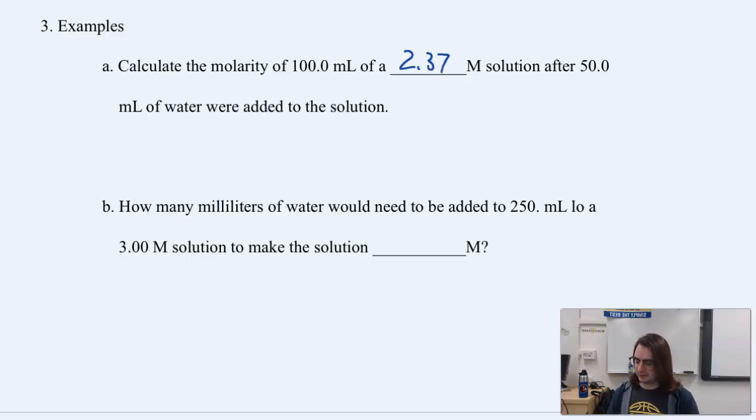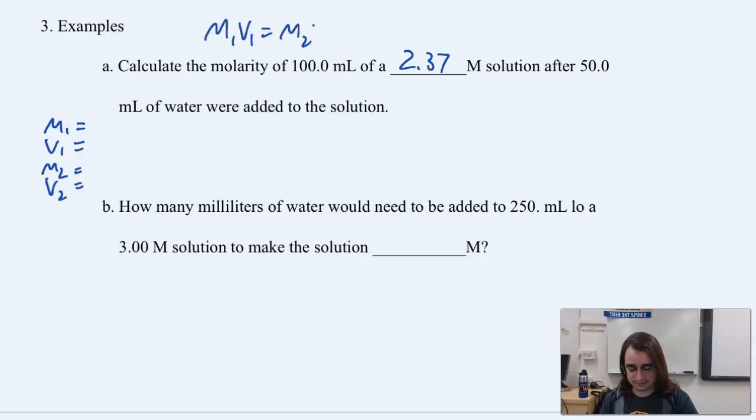So let's think about what we have. Let's kind of take stock here. I'm gonna write my letters out, V2 like this. And let's take stock of what we have, because this is the equation that we're going to use, right? We're dealing with a dilution. Now it says that I have the molarity. We have a molarity of a 100 milliliter solution.